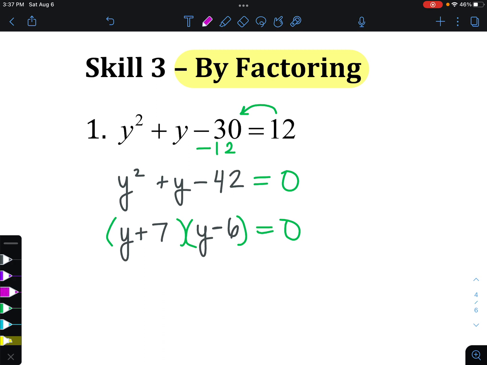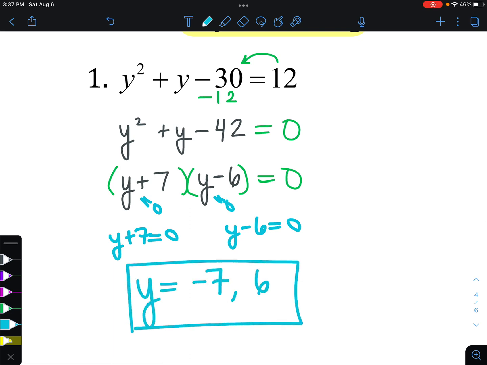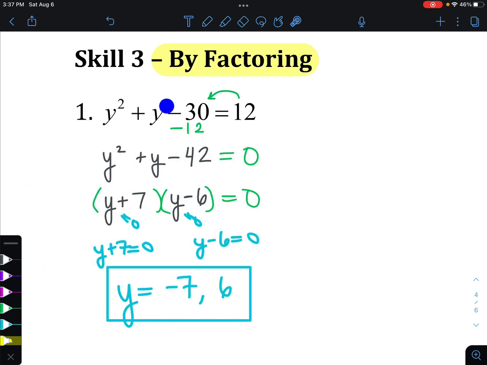So now what we're going to do is set each of these factors into their own mini equations, being set equal to 0. And then when we solve, we get y equals negative 7 and positive 6. So notice our final answer are those 2 values for what would make this original equation true, right? And one of the great things about solving equations, you can always check your answers, right? We can always take the negative 7, plug it into here and here, and the left-hand side should equal 12, right?